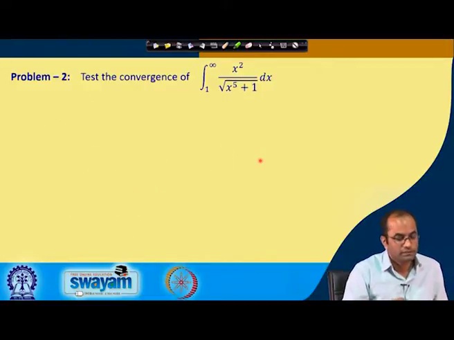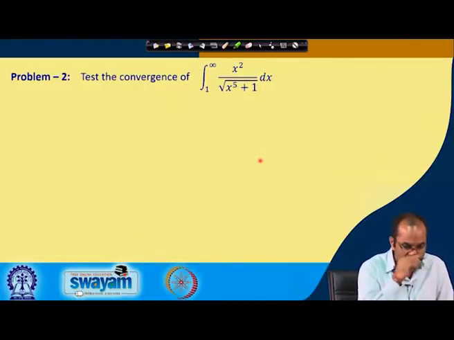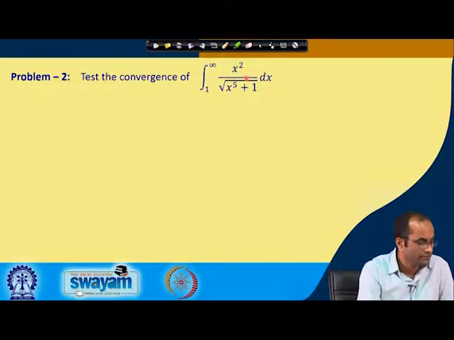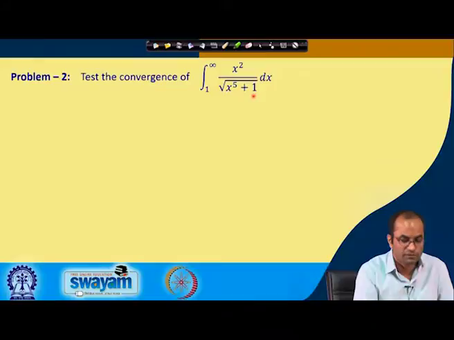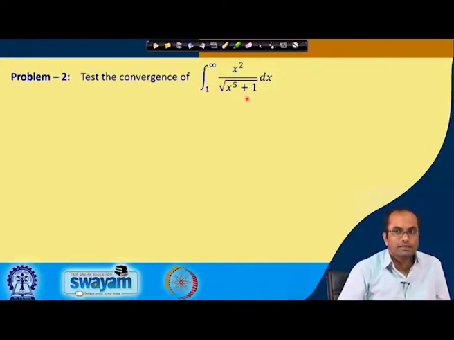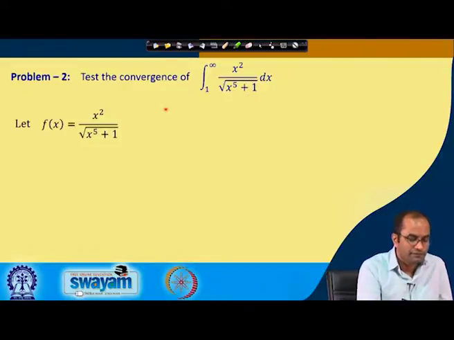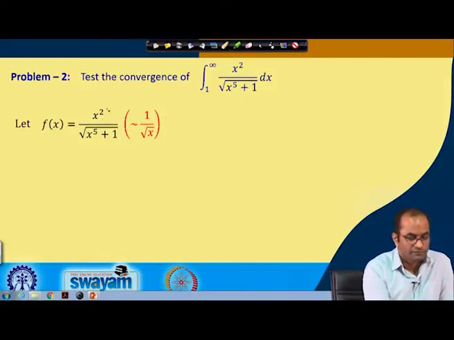Well, for the next problem, we will test the convergence of this integral from 1 to infinity of x square divided by the square root of x power 5 plus 1, dx. In this case also we will approach it the same as before. So, we have this f, x square over square root of x power 5 plus 1, and we will test the behavior of this function here.